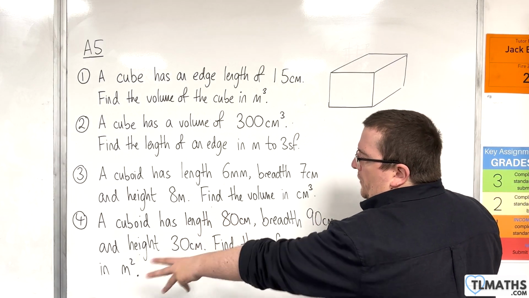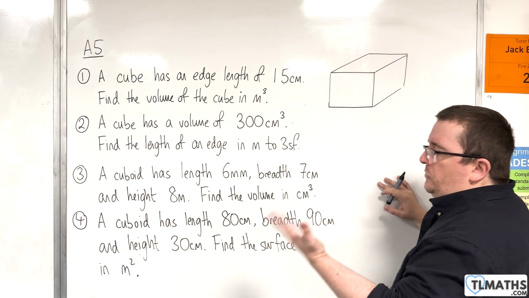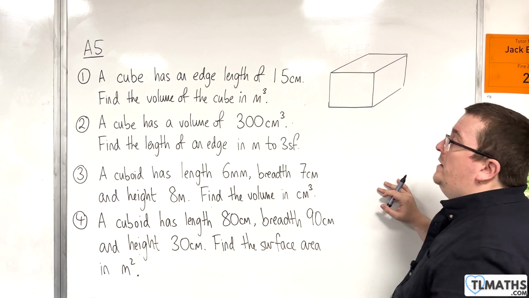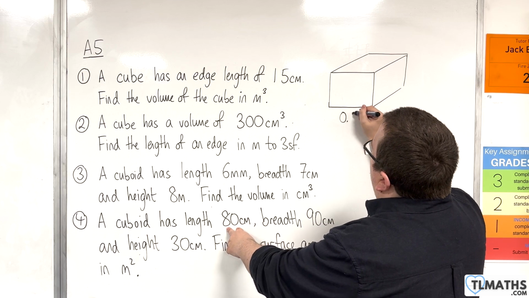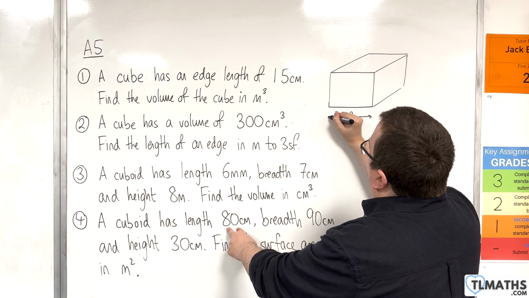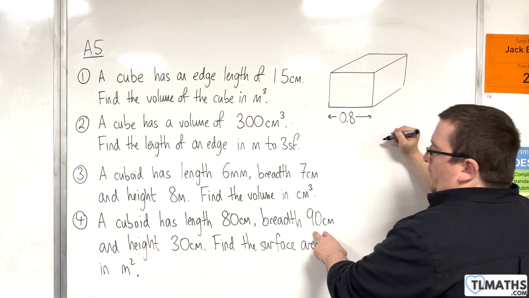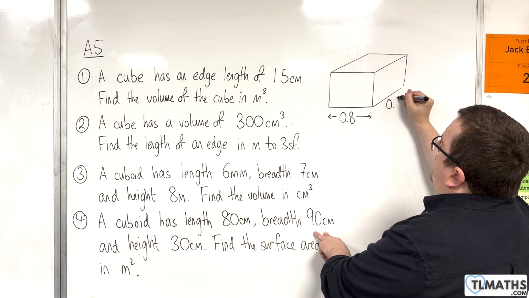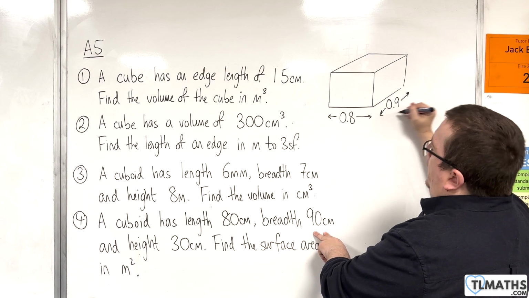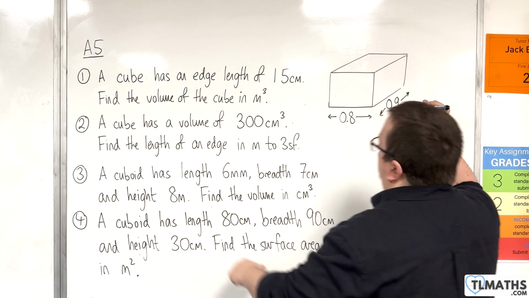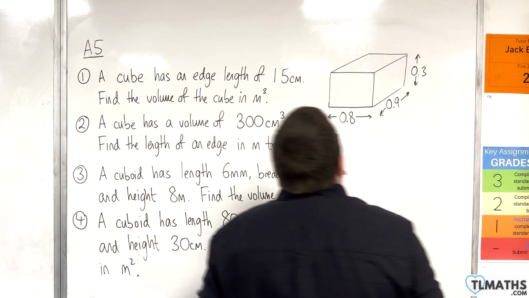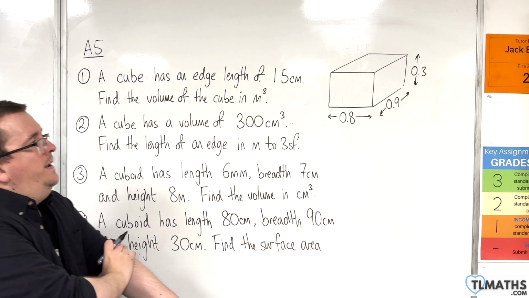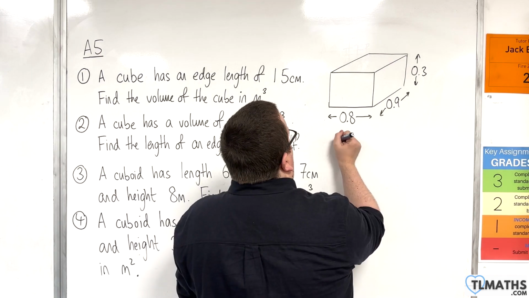Now, because we want the surface area in square metres, it probably makes sense to make all of the lengths in metres. So we have 80 centimetres, that's 0.8. So choose a length to be 0.8. We've got a breadth of 90, so 0.9 metres. And then we've got 30 centimetres the height, so 0.3 height. Okay?